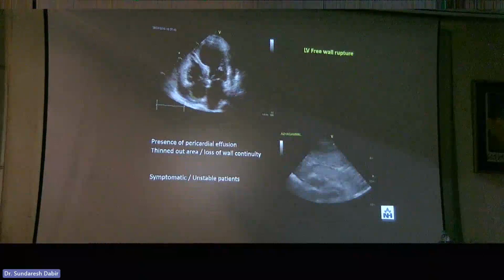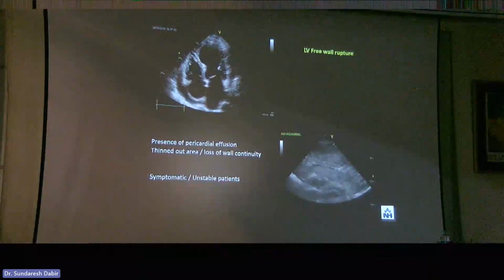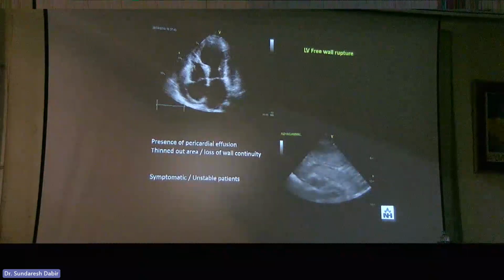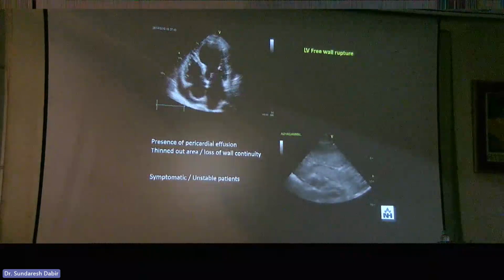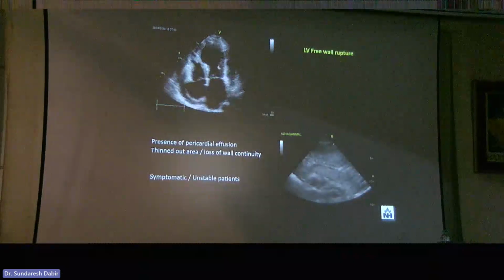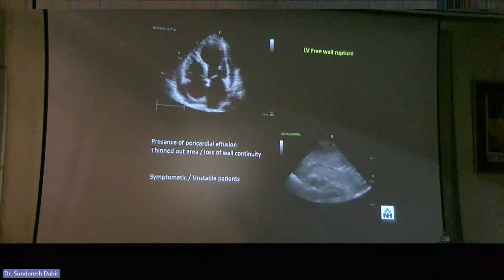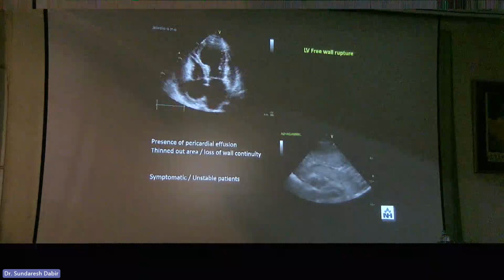Now, LV free wall rupture is very devastating. Suddenly the patient becomes very symptomatic. You're called to the CCU, and the moment you see pericardial effusion, start to suspect. Of course, there are other causes for pericardial effusion, but once the patient is symptomatic and hemodynamically unstable and you see pericardial effusion, think that there could possibly be a free wall rupture, and it can be anywhere. Usually it's a lateral wall. You can see here it is the apex. When you have a pericardial effusion, an unstable patient, and an area where there is a loss of continuity and thinning, that means it is more likely to be a free wall rupture. Sometimes these patients develop a thrombus that seals it off, and these patients survive a little better when they are taken up for surgery. So they have a better outcome.